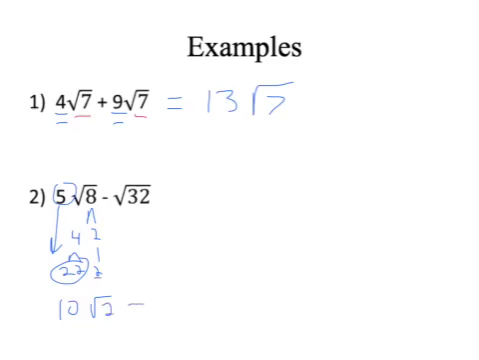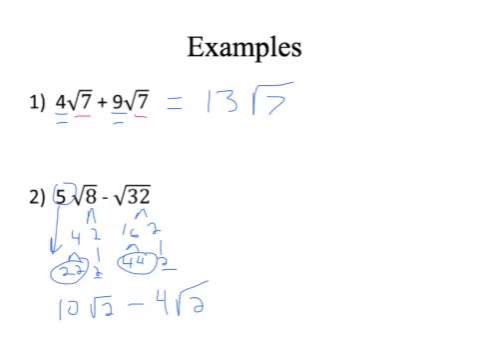Then I needed to break down 32. 32 would be 16 and 2. 16 breaks down to 4 and 4 and 2. Pair of 4's go on the outside. My 2 left over stays underneath.